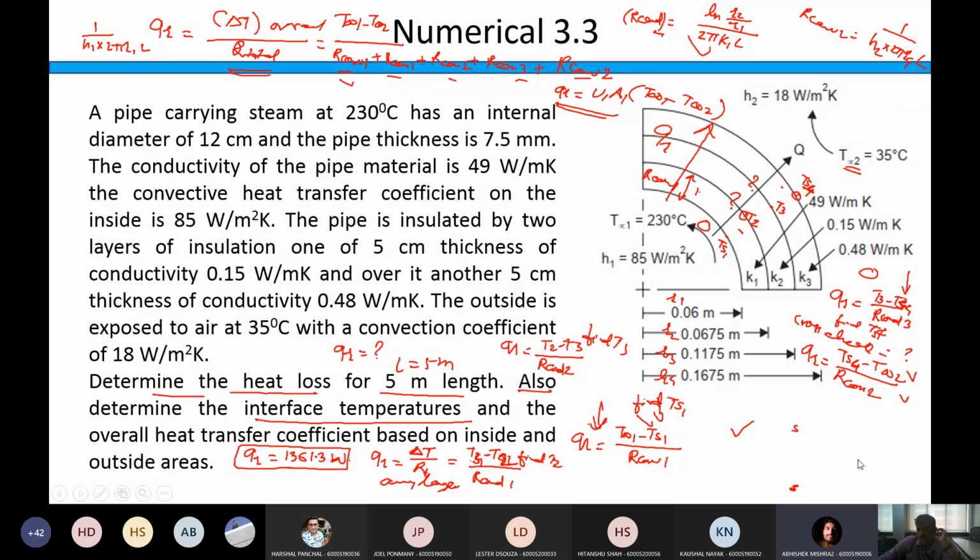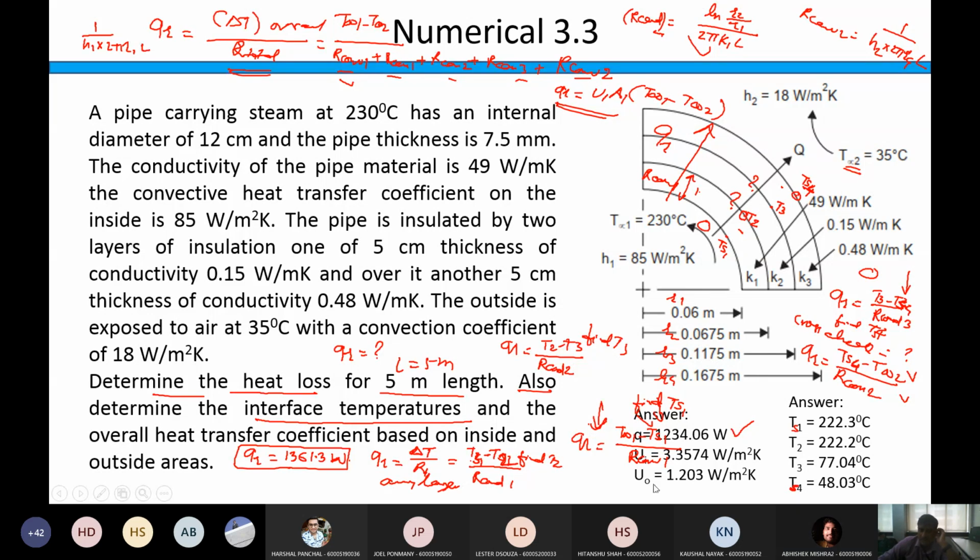Sir, you asked for some area, na? No. Interface temperatures. This is okay, the overall heat transfer coefficient is okay now. Go ahead and find out interface temperatures the way I explained it before.